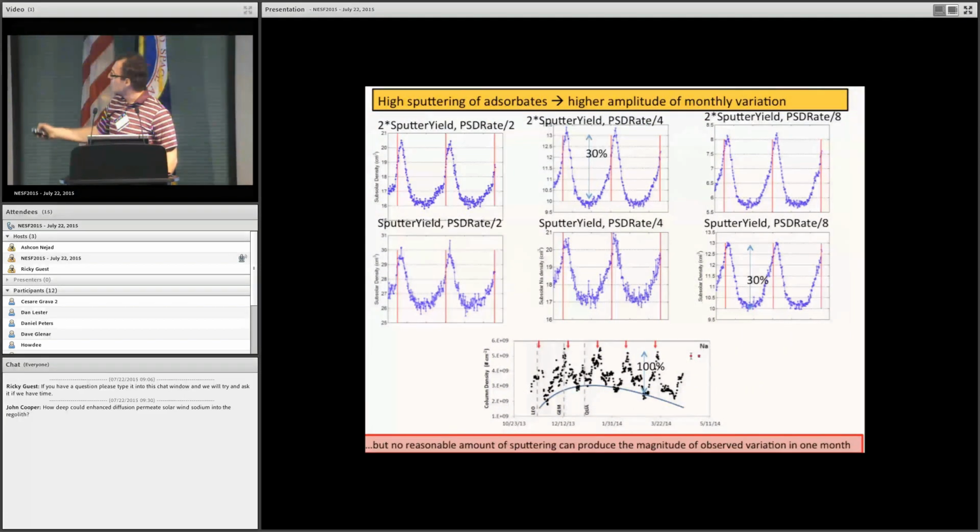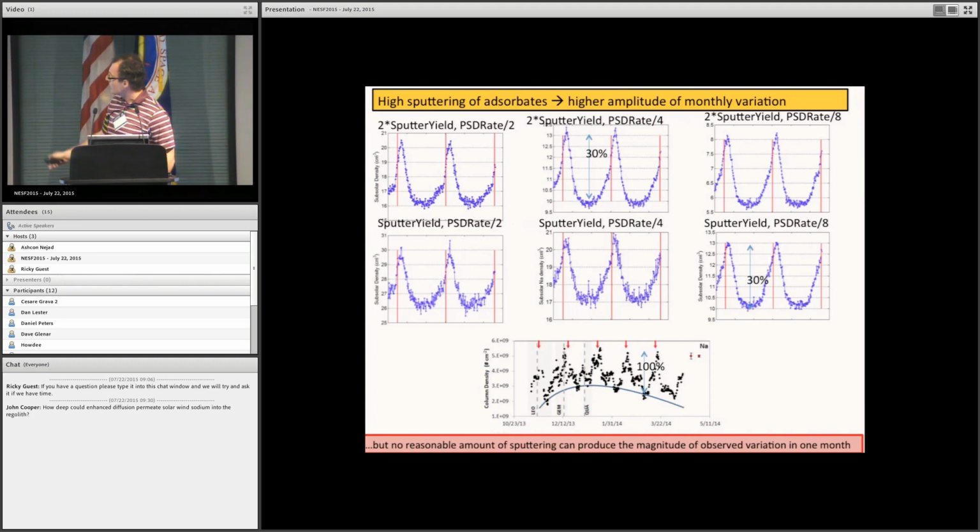So we know from this experiment that it's quite efficient to eliminate adsorbates. And so if we assume that the system has a constant source rate, but the sputtering rate varies because the moon enters the magnetosphere for some 4 days, it turns out at maximum you will produce about a 30% variation of total content of sodium in a month.